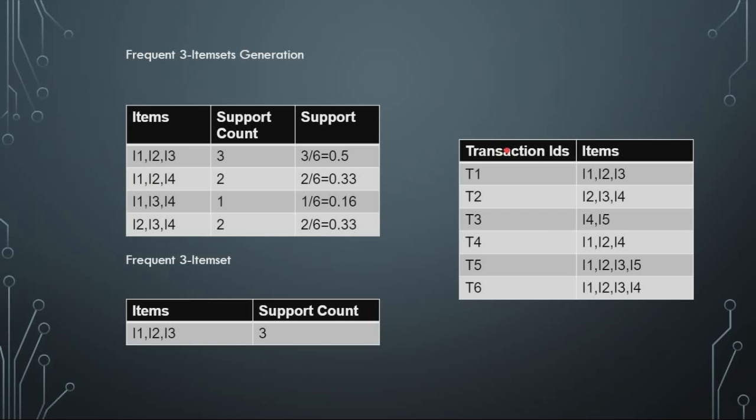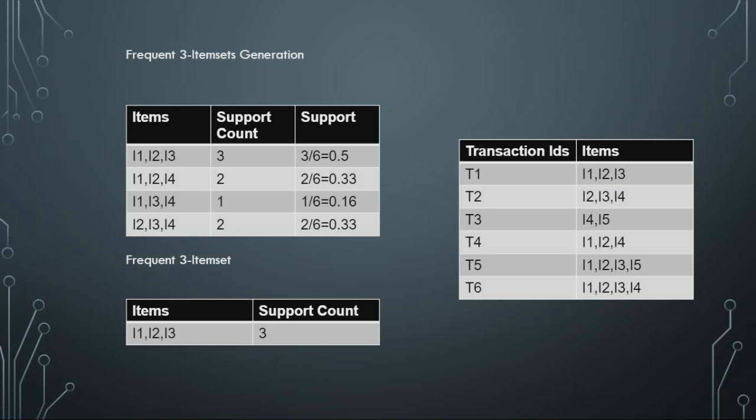So let's take items I1, I2 and I3. Let's see in how many transactions items I1, I2 and I3 occur. So 1, 2, 3. It occurs in 3 transactions and the total number of transactions is 6. So 3 by 6 will be 0.5. And similarly, we can compute the support for these 3 items as well.